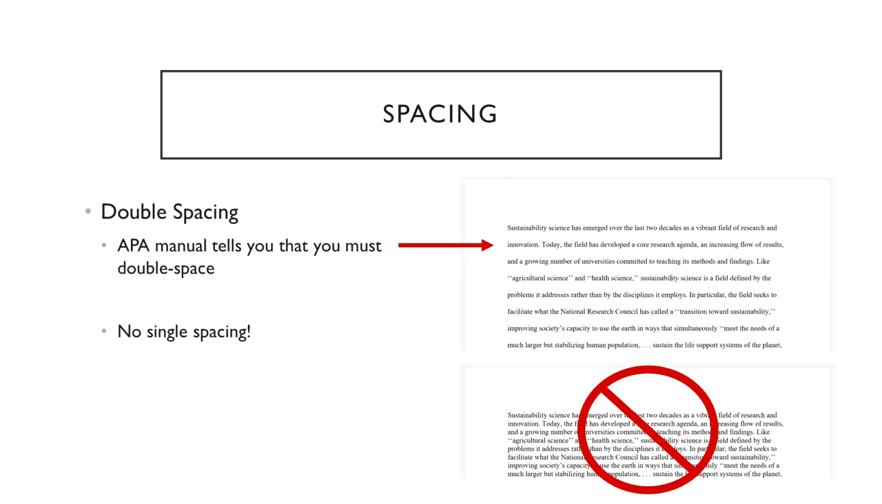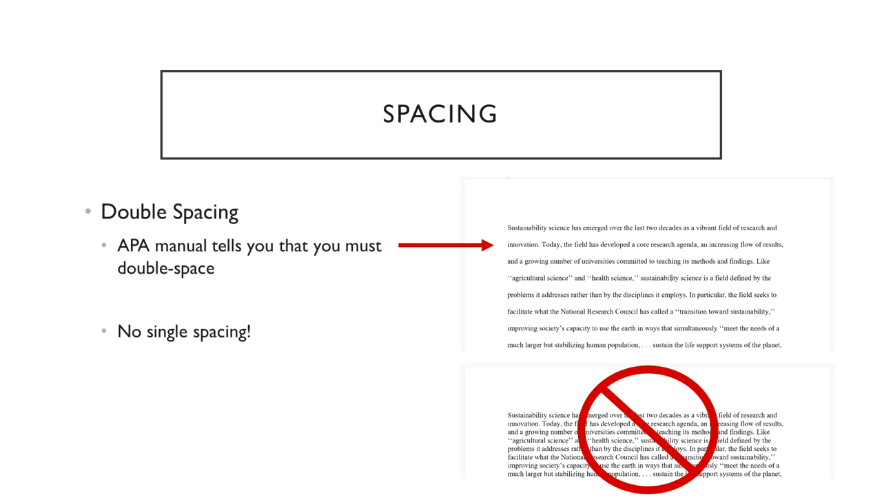So when we're writing in APA format, there's actually a very specific format that we're required to use. When we write in APA format, we're required to use double spacing. The APA manual does tell us that we must double space, and double spacing looks like our top example here on the right. So no single spacing, please. And if you're wondering why we must double space?